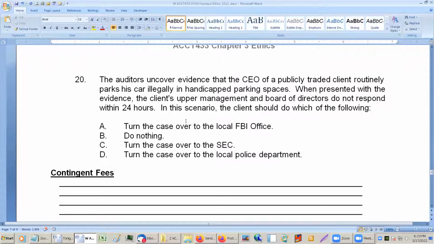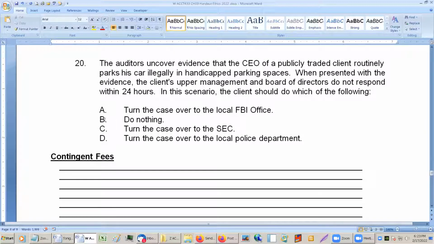And down here, the CEO parks illegally. Well, it's despicable. We do nothing, not material.